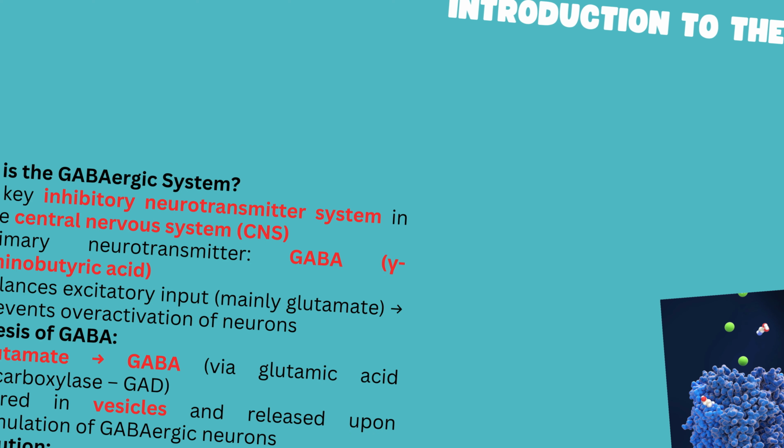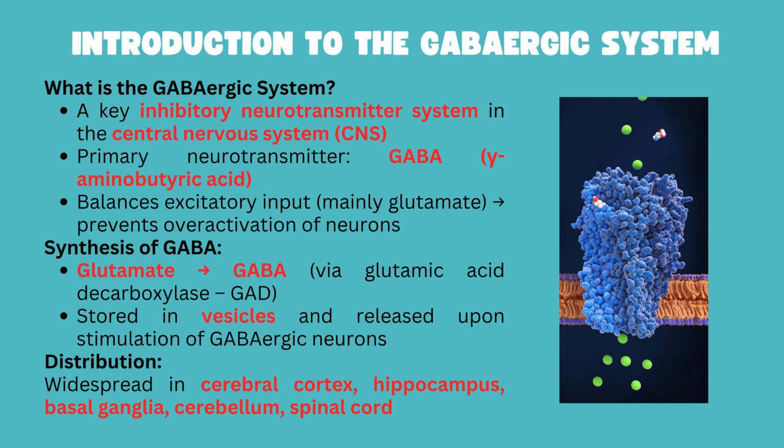At its core, the GABAergic system is the brain's primary inhibitory network. It revolves around GABA, or gamma-aminobutyric acid, the chief inhibitory neurotransmitter in the central nervous system. GABA's role is to put the brakes on overactive neurons, essentially acting as a buffer against the excitatory storm led by glutamate. Without GABA, the brain would be in constant overdrive, leading to seizures, anxiety, and neural burnout.